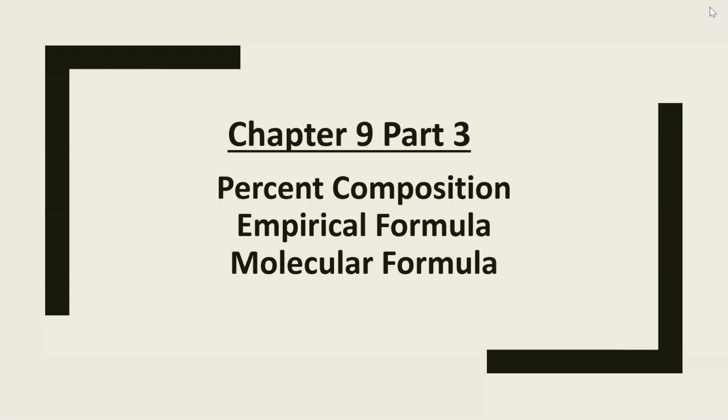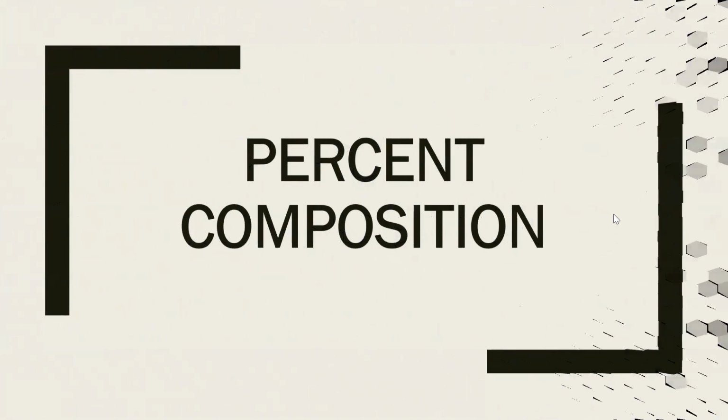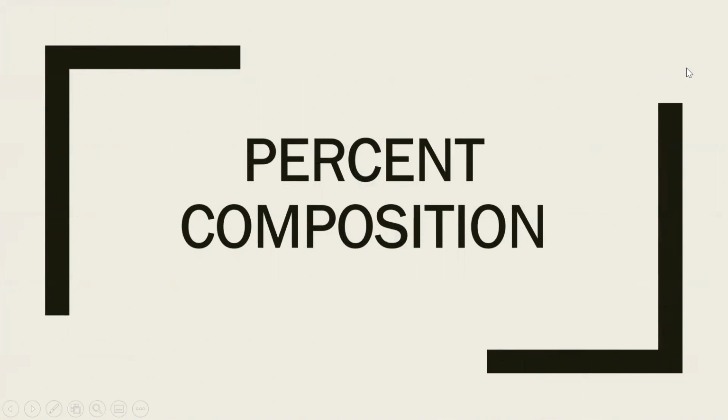This is Chemistry 2, Chapter 9.3. There are 3 parts to this chapter: percent composition, empirical formula, and molecular formula. So today is percent composition. It is just some example problems. Make sure you try them yourself.